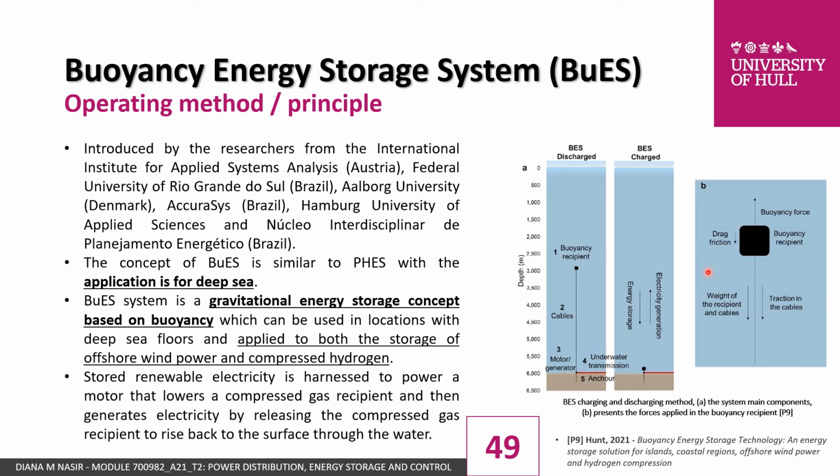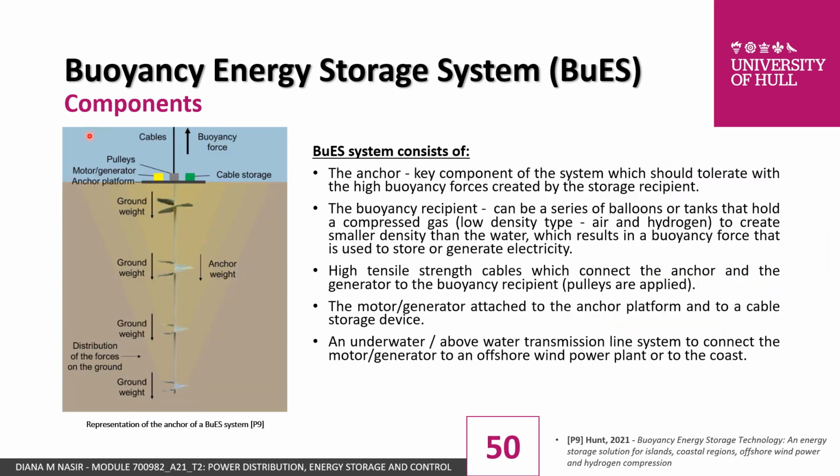From the figures on the right side, you can see that the electricity will power a motor, which will lower the compressed gas recipient, which is this object, deep into the sea. And whenever we want to use the stored energy, the compressed gas recipient will rise back to the surface by the act of buoyancy, and this force will then generate the electricity. The figure on the left side shows the main components required to build this system.